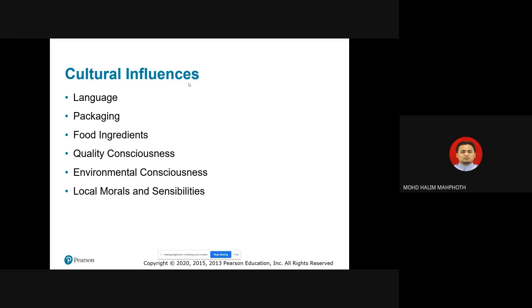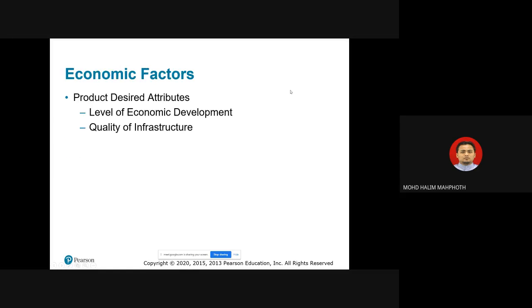Environmental consciousness, maybe in terms of the products, whether their packaging uses recycled or non-recycled material. And local morals and sensibilities, in terms of how your product can help serve the community and educate. This should also be counted towards the cultural influences when you strategize your international marketing.